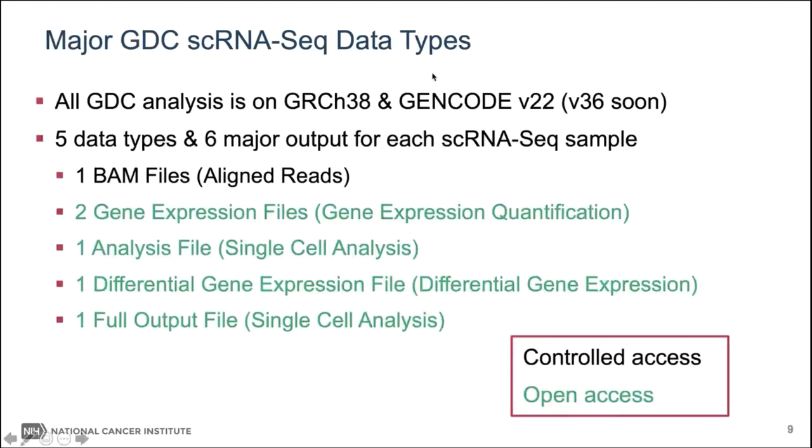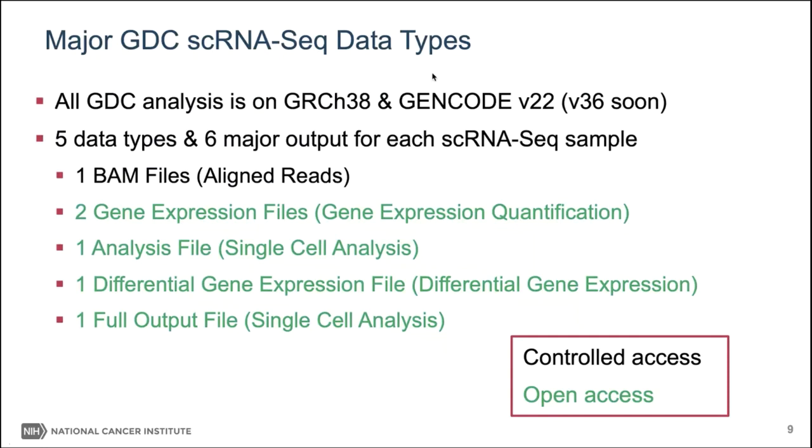So just to list them all out without too much of a workflow here, I just want to let you know that all GDC analysis is on the GRCH38 reference genome. And as of now, September 27th, 2021, it's GenCode version 22. You're going to see an announcement in a later slide that will detail our migration to version 36 soon. But for now, version 22.